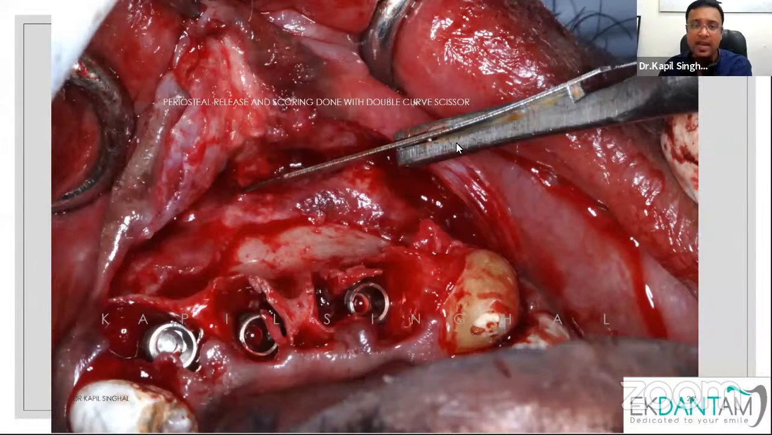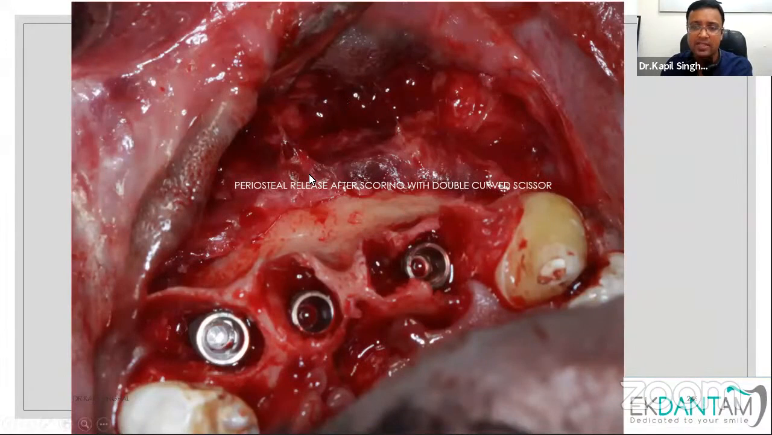So what I did, I took a fresh blade and I did a periosteal release. This means I made an incision in the periosteum to separate the periosteum and the mucosa. Then I took my scissors and did some scoring to further release the periosteum from the overlying mucosa. You can see my periosteum is this, and my mucosa is separated from the periosteum.